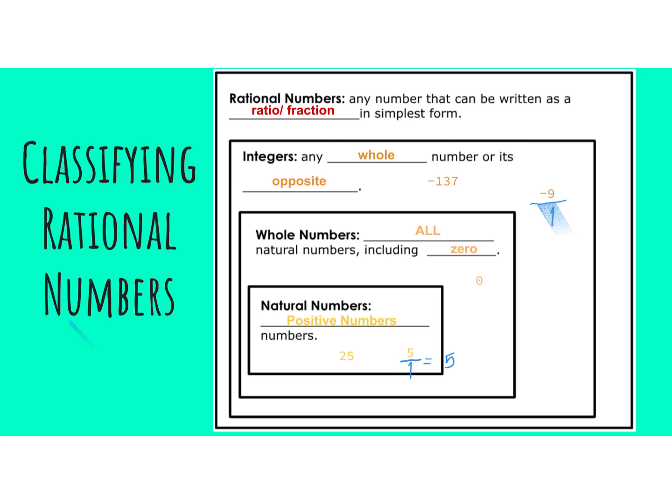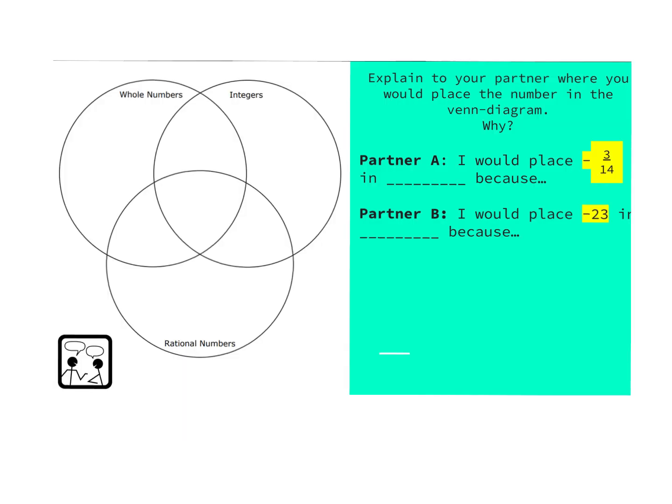So again, rational numbers are, luckily for you guys in 6th grade, all the numbers that you know, because any number that you know can be written as a number over 1. Okay, so rational numbers include integers, whole numbers, and natural numbers. So here's another Venn diagram. This Venn diagram is a little different because this shows the intersection of whole numbers, integers, and rational numbers.